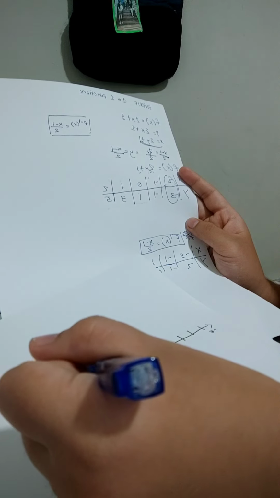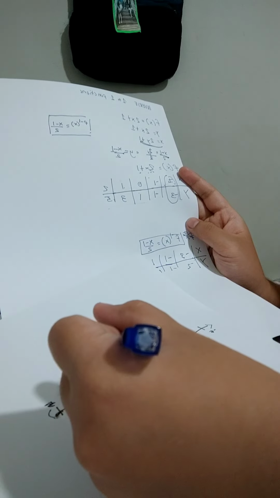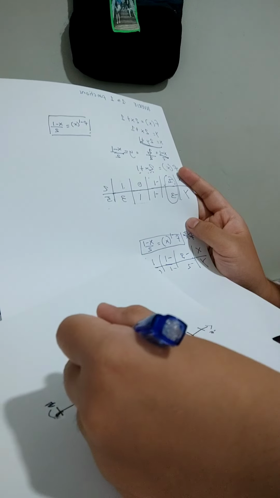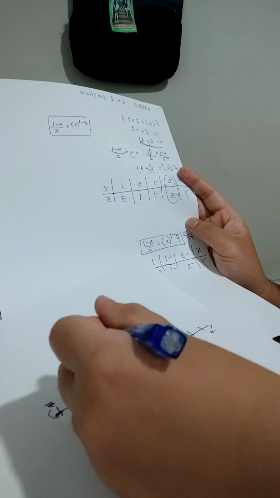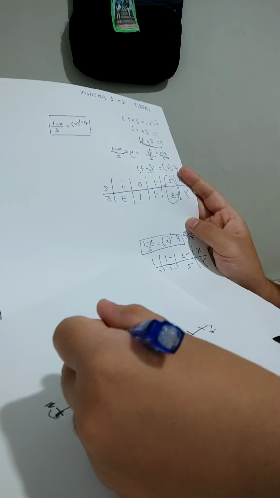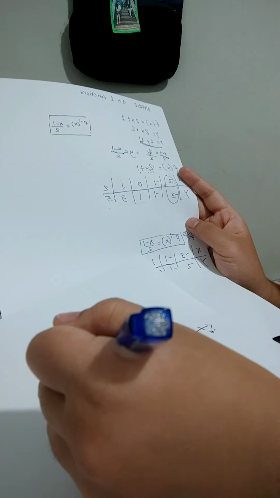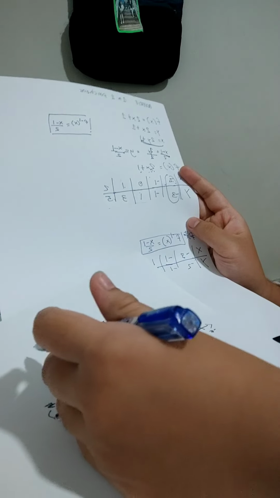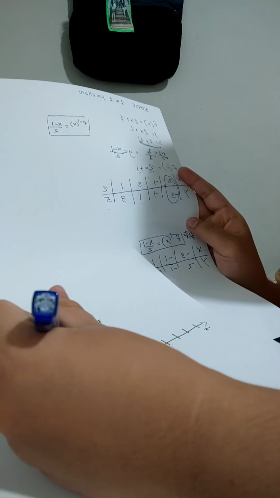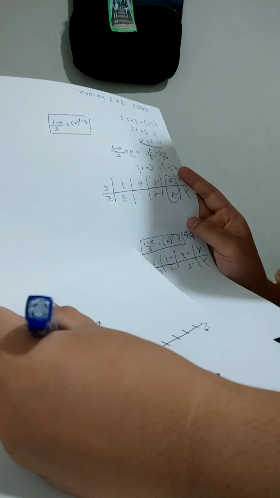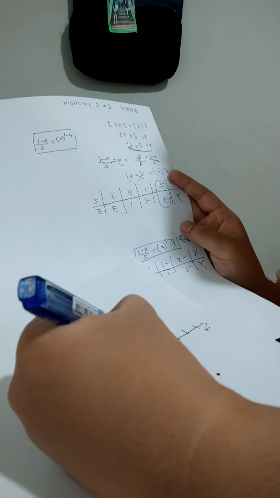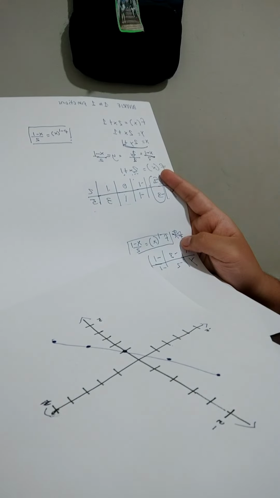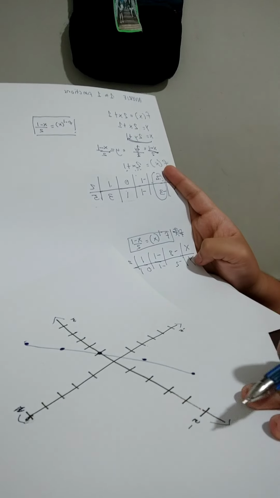1 and 3, and then 2 and 5. That is the function. And then for the inverse function, we reverse it first.